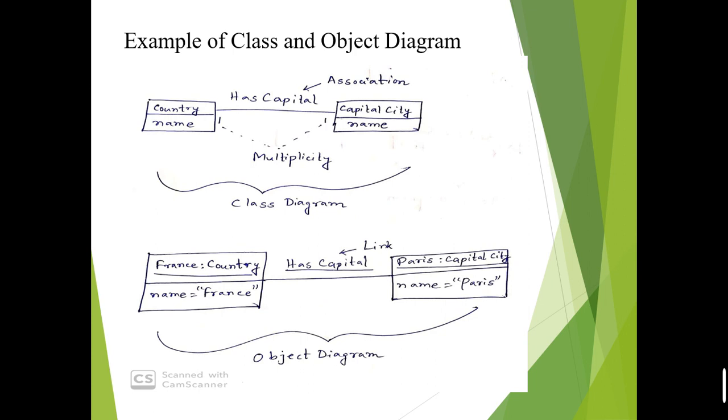So whenever you are presenting a class diagram, you just write country and you can write capital city, but when you are writing an object diagram, you have to specify which country. That country you can specify by giving a colon sign, and in the next section, in the name section, you have to write that particular name. Same here for the capital city.